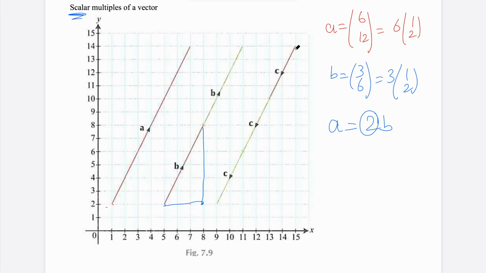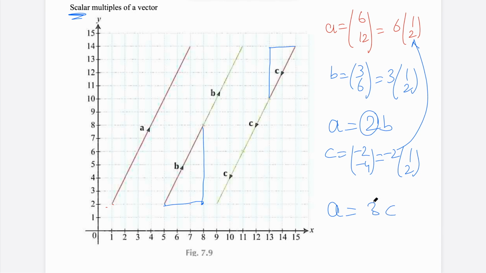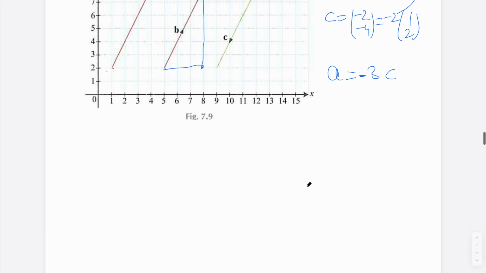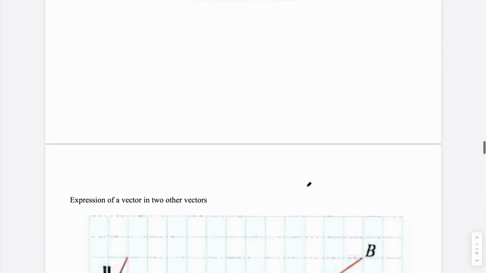In case of C, we again have some vectors. If I count this, this is x minus 2 and y minus 4. So (-2, -4). You take out negative 2 as common, so (1, 2). So the base vectors are again the same, with minus 2 outside. So if we compare A and C, 2 times 3 is 6, so A is equal to 3C, but don't forget the direction and put a negative sign here. In the same manner you can compare B and C as well.